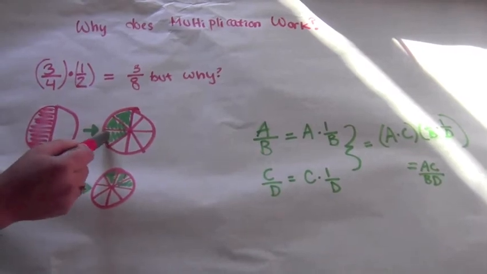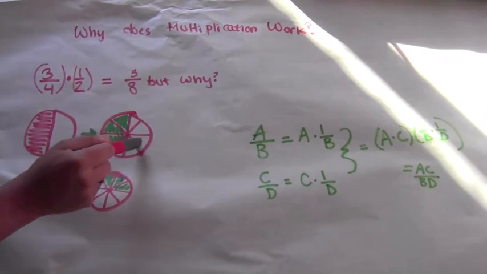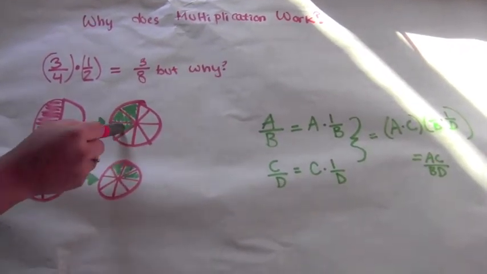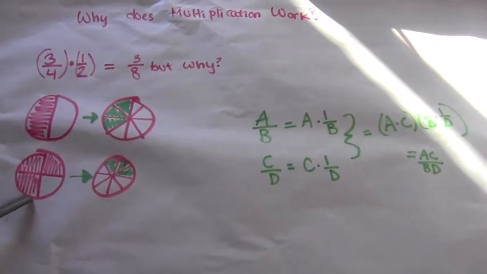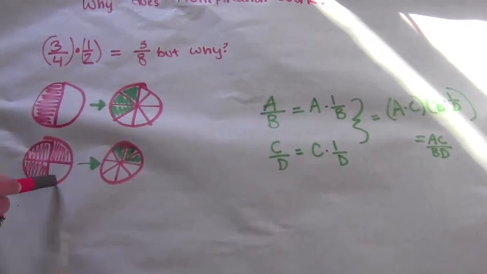Now let's count the total pieces there are in the circle. 1, 2, 3, 4, 5, 6, 7, 8. Of the 8 pieces, there are 3 of them that are filled. Therefore, you still get 3/8. Let's see if this works if we start with 3/4. So you have 3/4 of the circle filled.